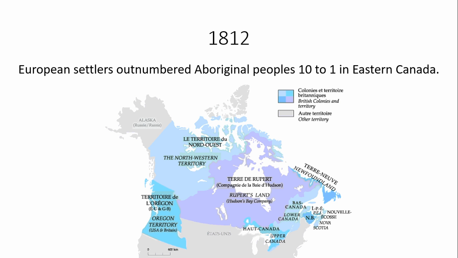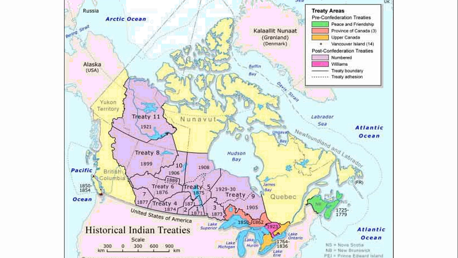Okay, so now by 1812, European settlers had outnumbered Aboriginal peoples 10-1 in Eastern Canada, and many treaties had been signed in Western Canada. Okay, so in Western Canada, it was still, for the most part, First Nations people outnumbered Europeans, and treaties had been signed between the British monarchy and the leaders of First Nations. So treaties, you've heard this word treaty many times, I'm sure, in social studies classes. It's a written agreement between two different countries, two different nations. And so in this case, these are treaties that are signed between the British Crown and leaders of various First Nations.